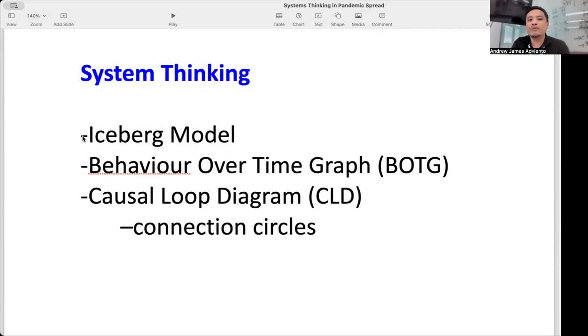All throughout the lecture that I will be giving today will be about the elements of systems thinking. We will be starting with the iceberg model, which is like the philosophy of systems thinking. Also, the behavior over time graph or BOT and the causal loop diagram or CLD, which is the blueprint of systems thinking, and BOT is the storyline of systems thinking. And then I would like to add as well the connection circle. I think this is a very important aspect in preparing a CLD. So these are the things that we will be looking at in this lecture.